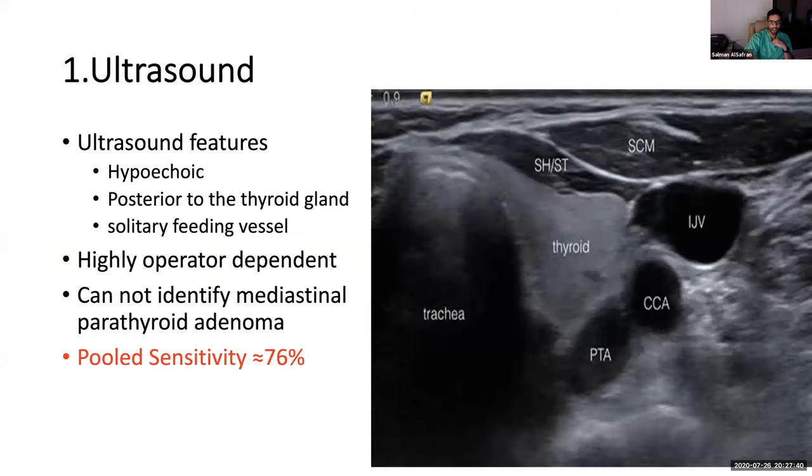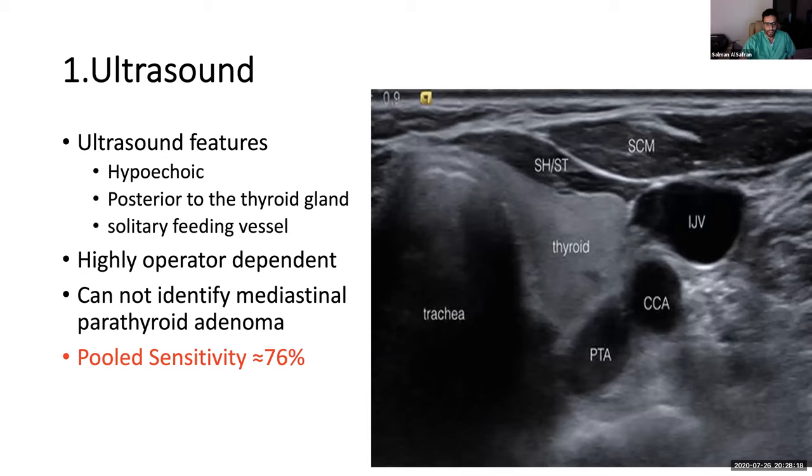So this is basically the ultrasound of the neck. And as you can see, the parathyroid adenoma has a specific feature. You can see it's hypoechoic. Here, the PTA is parathyroid adenoma. Most of the time, it's posterior to the thyroid gland and has a solitary feeding vessel. The problem with the ultrasound is it is operator dependent. Not everybody is good at identifying them. So if you do it at a high volume center, you're more likely to identify it. And the other downside is if you have a mediastinal parathyroid adenoma, you are unable to identify it.